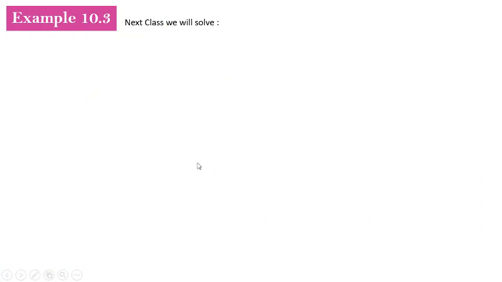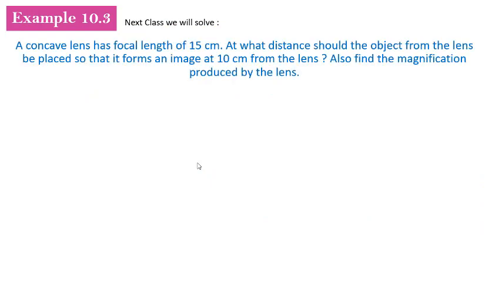Welcome students, let us solve example 10.3. A concave lens has focal length of 15 cm. At what distance should the object from the lens be placed so that it forms an image of 10 cm from the lens? Also find the magnification produced by the lens.